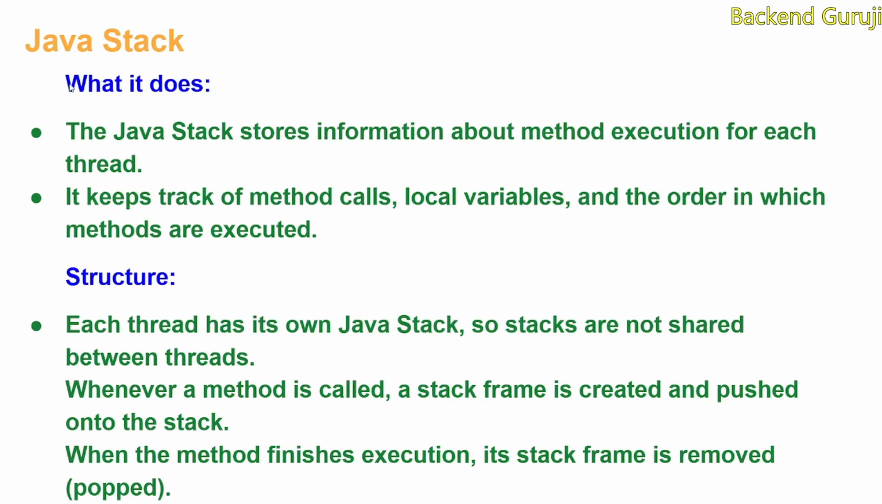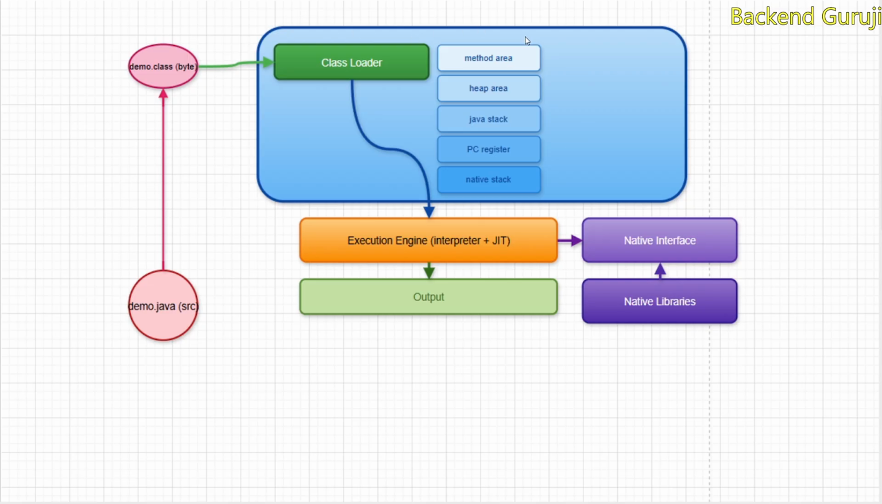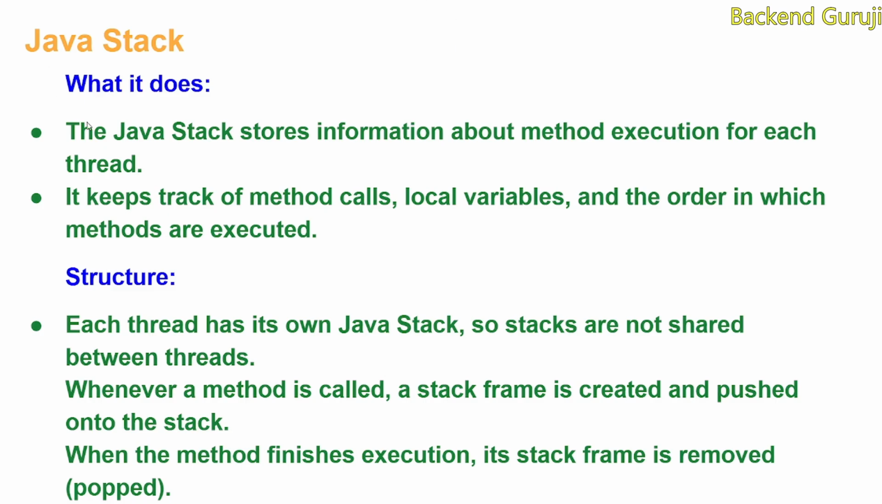Then we'll go on to explain Java stack. You can see here, after heap area, then Java stack, right? What is the work of Java stack? Java stack stores information about method execution for each thread. Okay, we have threads also. Who will store that thread execution information? Java stack, right? It keeps track of method calls, local variables, and their order, which method will be executed. It tracks local variables, method calls, and the order in which methods will be executed, right?